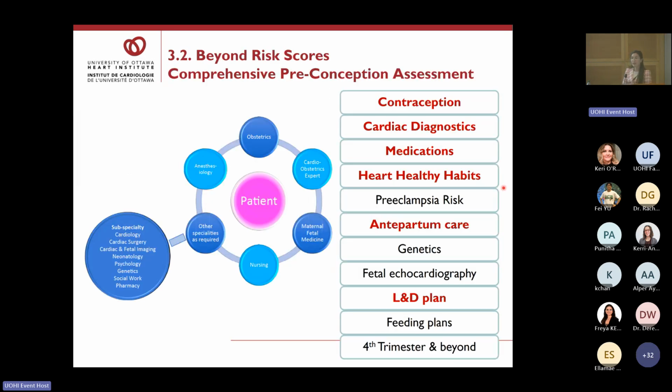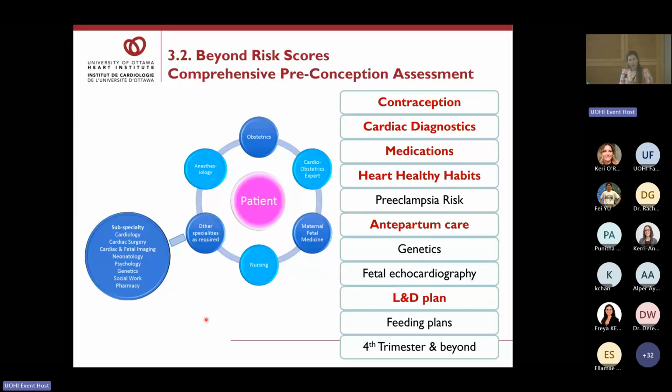So moving to the last portion of the talk, I want to show you a little bit what actually takes place during a preconception cardio-obstetric assessment. And it's not just one visit. Often it takes multiple visits. It takes referrals. It's really a team effort where we involve the maternal fetal specialists, anesthesiologists, cardiac surgery if needed, and the whole pediatric team as well to really make the best advice for the patient.